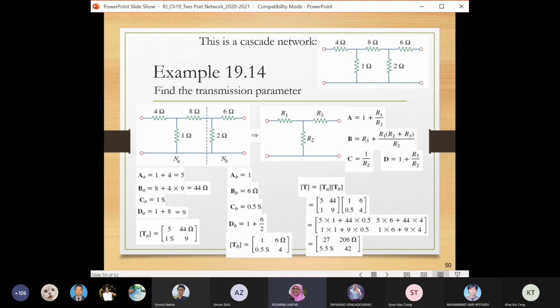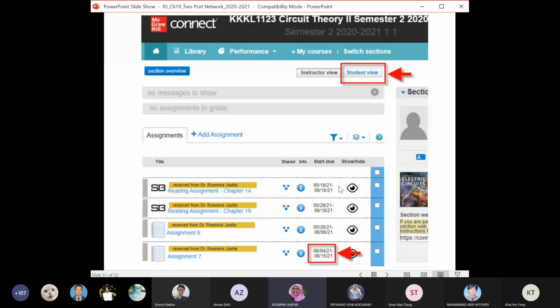Okay, so in this case, we have this transmission parameter. Clearly, if it is a cascade system, you evaluate the transmission. If it is a series, you evaluate in terms of its impedance. If it is parallel, you evaluate in terms of its admittance. So that's all for this chapter.